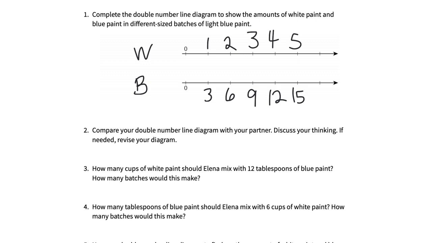Number 2, compare your double number line with your partner. Right there. And so really, there's not a lot of choices you had. You could have swapped the white and the blue, in which case the multiples of 3 would be on the top, and the whole numbers 1, 2, 3, 4, 5 would be on the bottom. But that's about it. I guess you could have considered each line interval to be a half, but there's not a lot of choices here.